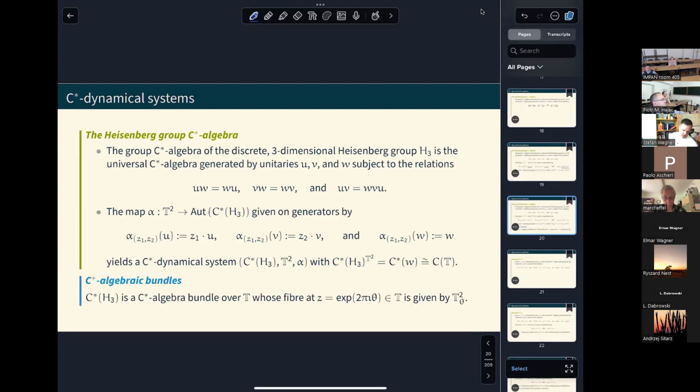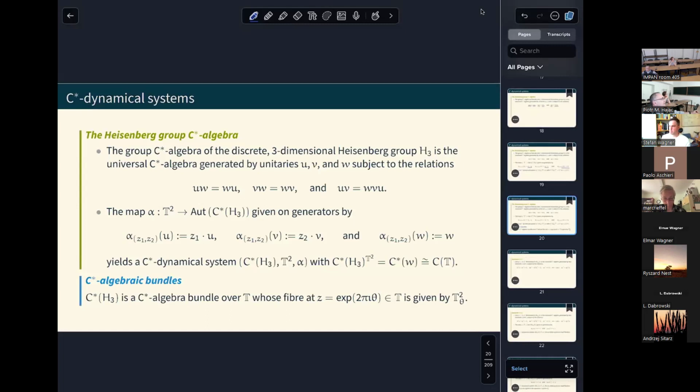Why is this interesting? Well, this is related to C-star algebra bundles. So you can show that this C-star algebra is a C-star algebra bundle over the circle whose fiber at theta, which is equal to e to the 2 pi i theta, is given by the quantum two torus with respective theta.